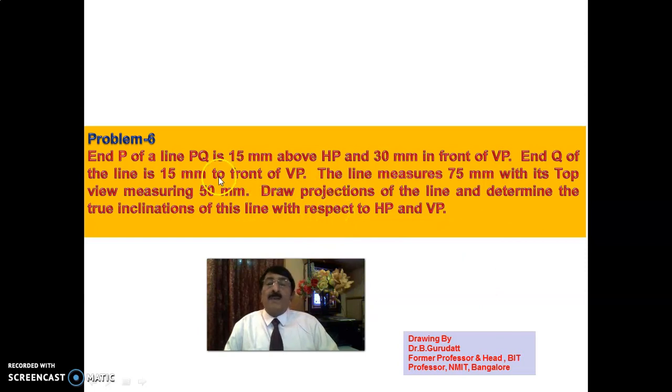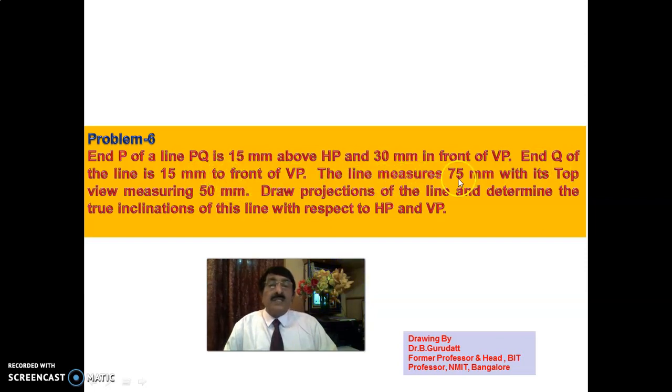Now you have another problem where the line is inclined to both HP and VP. See here, end P of a line PQ is 15 mm above HP and 30 mm in front of VP. End Q of the line is 15 mm in front of VP. Don't you think it is a locus in the top view? End Q of the line is 15 mm in front of VP means it is the locus of the line in the top view.